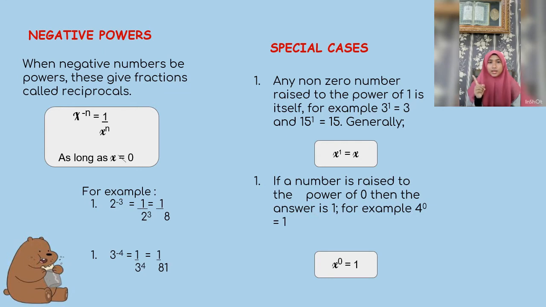Okay, we have two special cases in powers. Number 1, if any non-zero number is raised to the power of 1, it becomes itself. For example, 3 to the power of 1 is equivalent to 3, and 15 to the power of 1 is equal to 15. So generally, x to the power of 1 is equal to x, or itself. Number 2, if a number is raised to the power of 0, the answer is 1. For example, 4 to the power of 0 is equal to 1. So generally, x to the power of 0 is equivalent to 1.